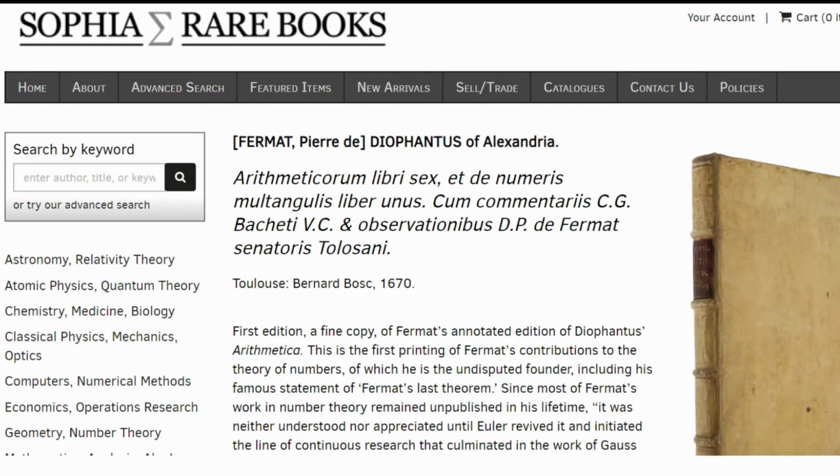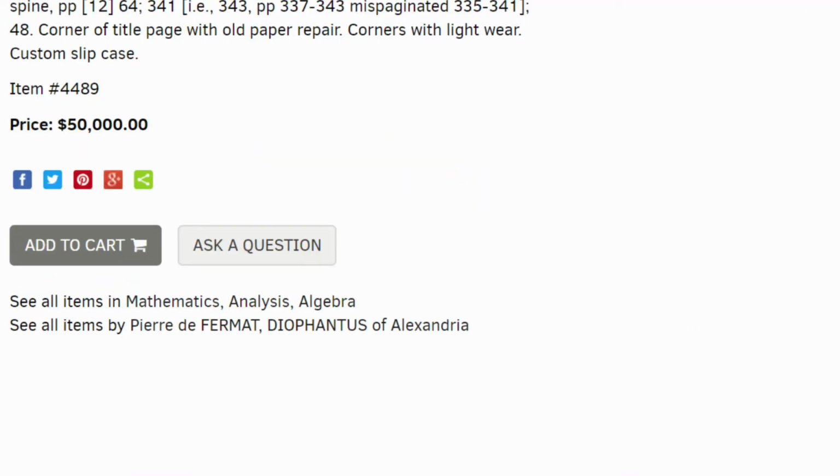And I had been wondering why I couldn't find a copy of Arithmetica on Amazon. This is on SophiaRareBooks.com. The price for this book is 50,000. But so what's all the fuss about?